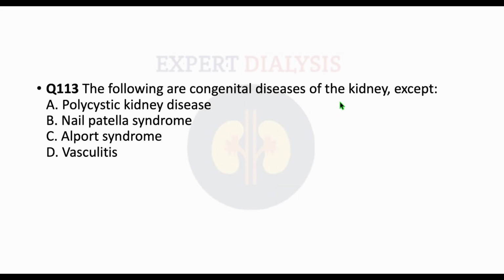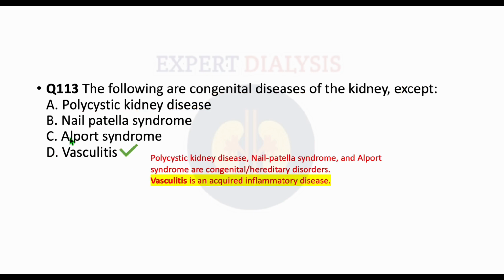Moving to the next question, it says the following are congenital disease of kidney except. So we have to find the exception. So option A is PKD, polycystic kidney disease, option B is nail patella syndrome, option C is Alport syndrome, option D is vasculitis. So the right answer will be option D, vasculitis, because PKD, nail patella syndrome and Alport syndromes are congenital hereditary disorders. This is from the pathology part. However, the vasculitis is an acquired inflammatory disease. So this one is the odd one out here.